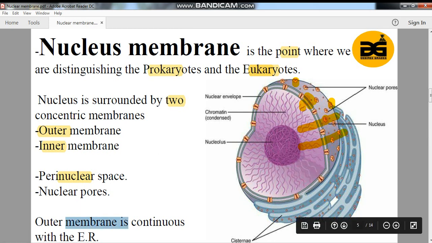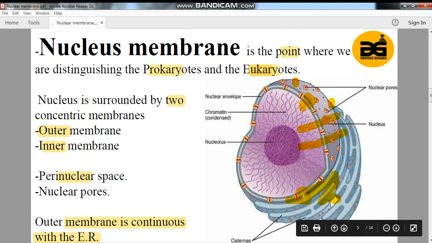Now the outer membrane is continuous with the ER. You can see very clearly over here that the outer membrane is continuing with the ER of the cell. Why it is connected to the ER of the cell, we will see in the coming parts.